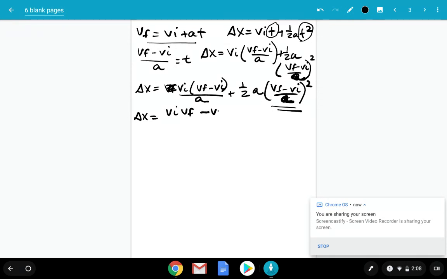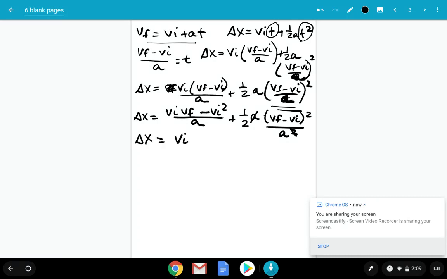Vi vf minus vi squared over a. This one is a little tougher because we're trying to square it. And you know what? Honestly, all these fractions are so rough. So let's just do this to make it easier to see. We can do that. And then look, this one's going to cancel with that one. Why am I doing this? Because I want to get rid of those fractions.